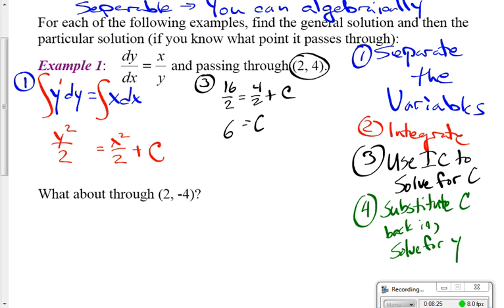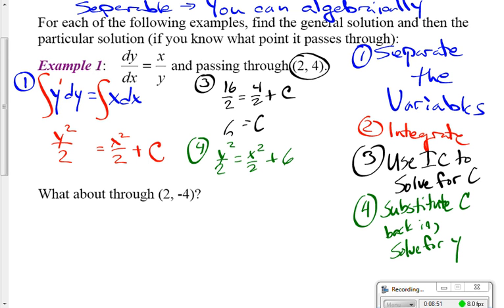Okay. Step 4. Y squared over 2 equals x squared over 2 plus 6. Okay? There's a detail we still need to worry about here. Hold tight.